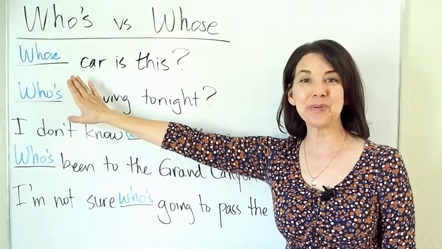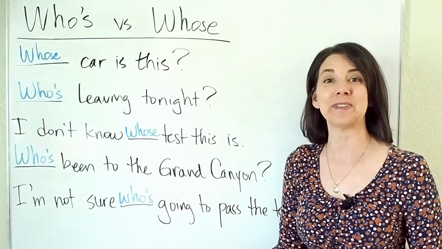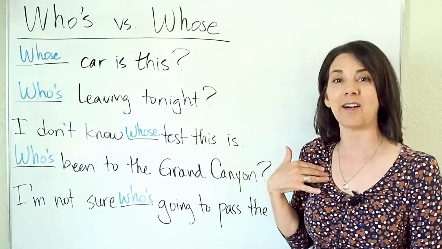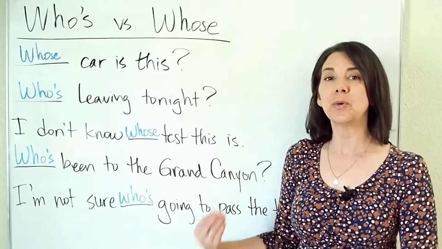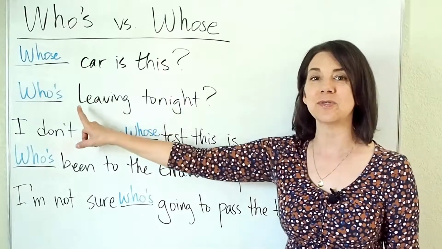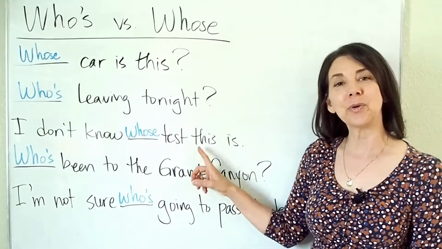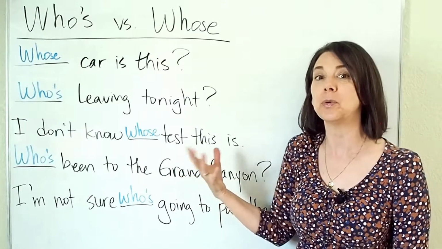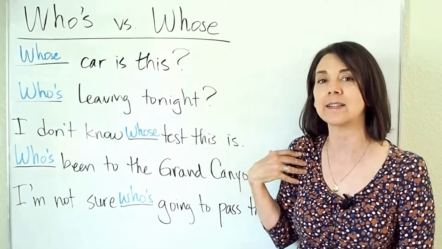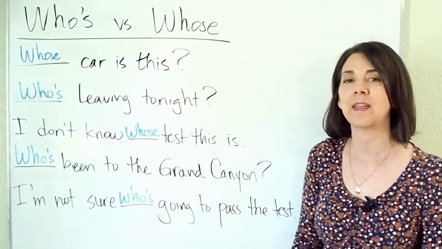For the first one, whose car is this? This shows possession. It's her car. It's my car. In the second one, who's leaving tonight? Who is leaving? We need to use the contraction. I don't know whose test this is. This is possessive because it's showing whose test. It's my test. It's his test.